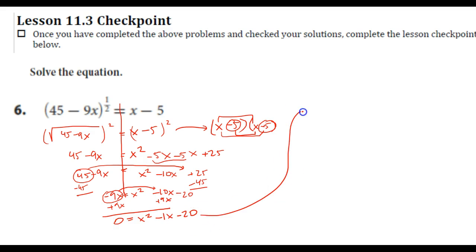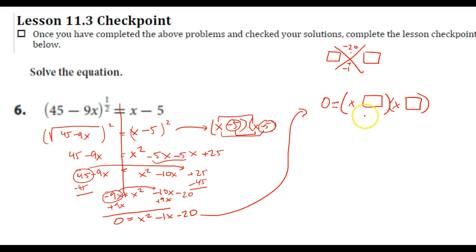Let's go ahead and factor this out. So think of two numbers that multiply to get you negative 20, but add to get you negative 1. And that would be what two numbers? I'll let you work that out. Once you find what two numbers multiply to get you negative 20 but add to get you negative 1, you can then take both of those and solve for x. But I'll let you find those factors on your own.